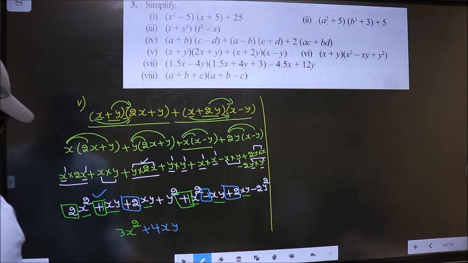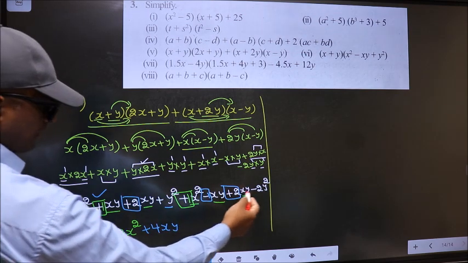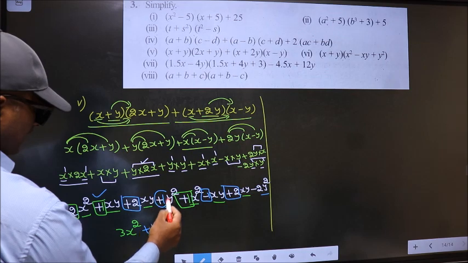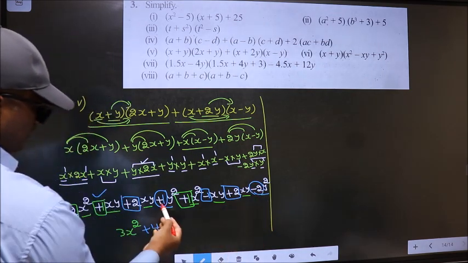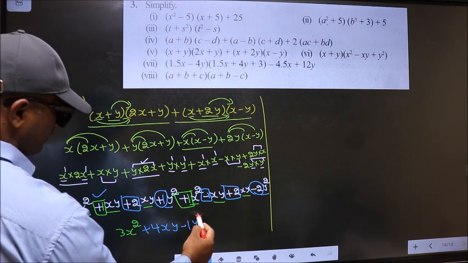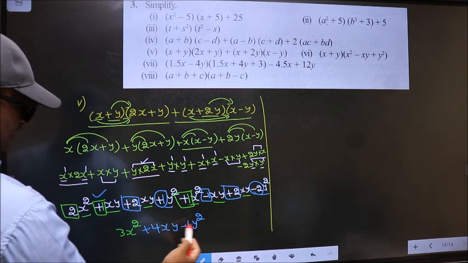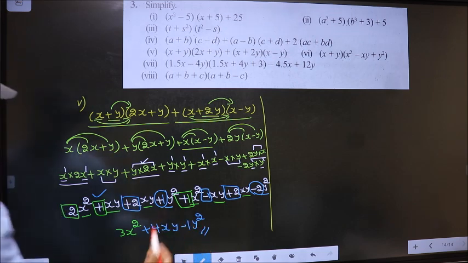xy. Next, y square term. Do we have y square anywhere else? Here. Now look at the number before y square, plus 1 minus 2. So plus 1 minus 2 is minus 1 y square. Now all are unlike terms. We cannot simplify this. This is our answer.